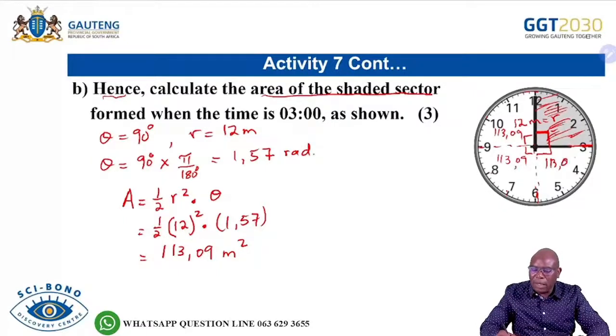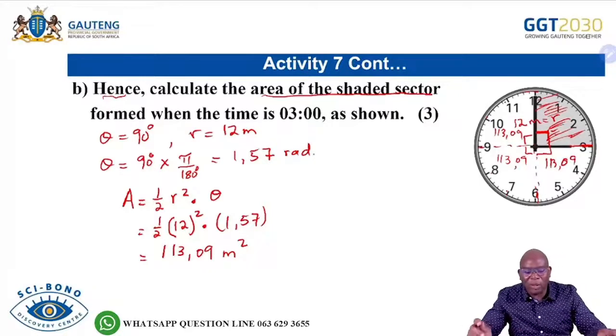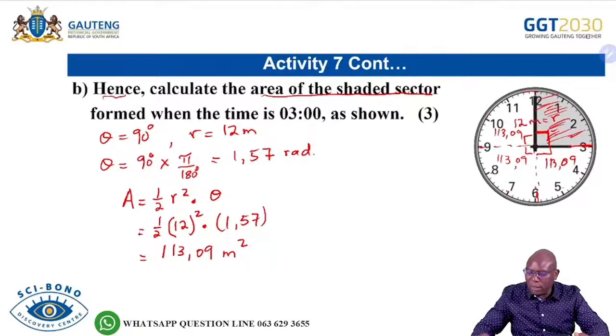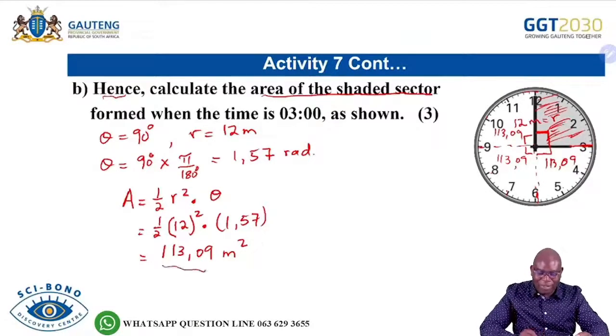Then you can add all those and see if you get the area which was given, which is 452. So if I take my calculator and add these, 113.09 multiplied by 4 of them, it will give me 452.36 square meters, which is the area of the whole clock. So I think I am correct here.